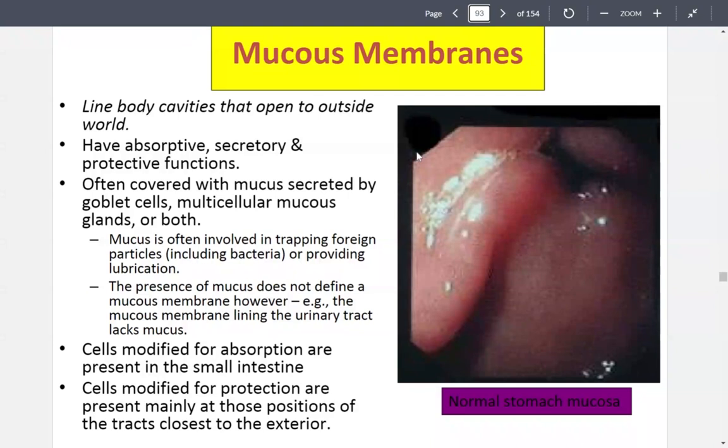Cells modified for absorption are found in our small intestine. We'll talk about them with the digestive tract. And cells modified for protection are present mainly at those positions of the tracts that are closest to the exterior. So those that are involved more in protection are typically found in the nasal cavity or the oral cavity, close to the exits.